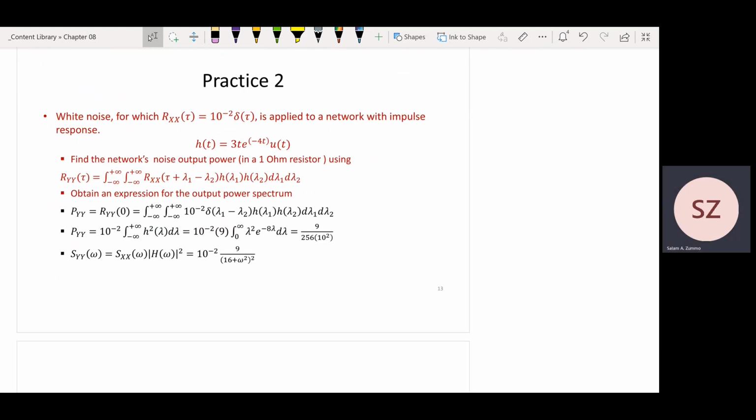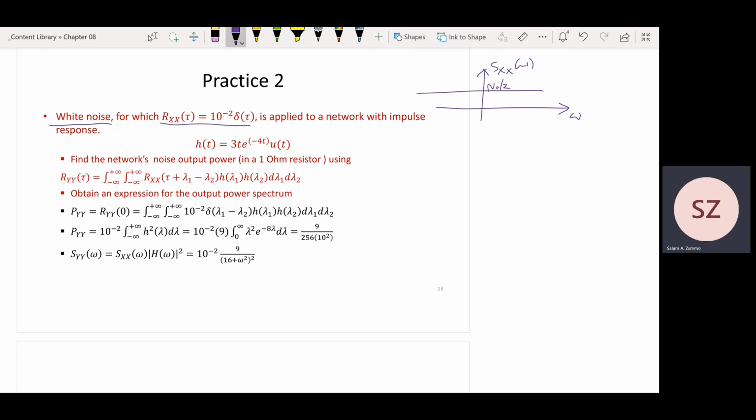The example. Again, white noise. When I say white noise, what does it mean? What do you get out of white noise? The PSD is flat. Okay? So white noise, S_XX of omega looks like this. Clear?